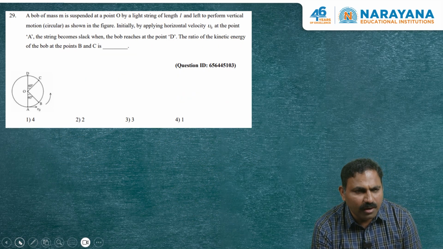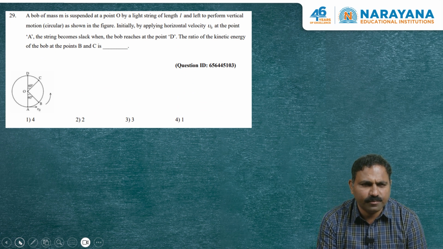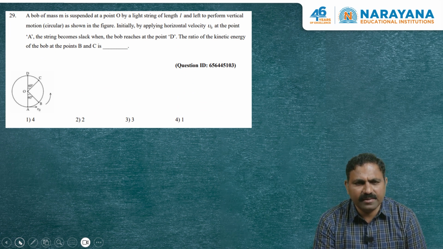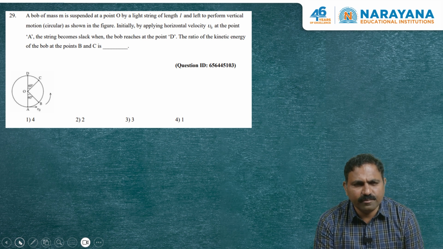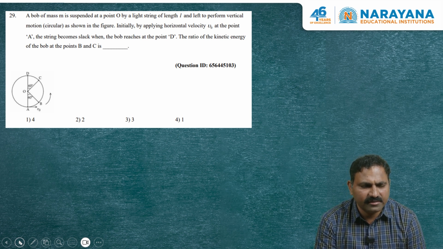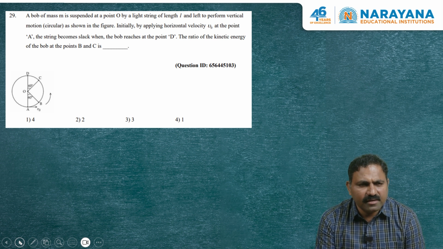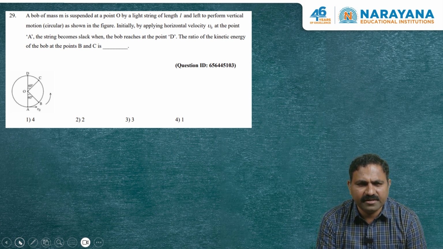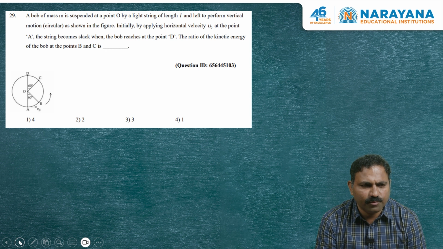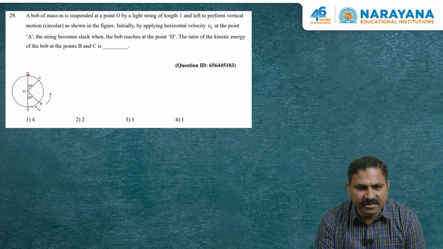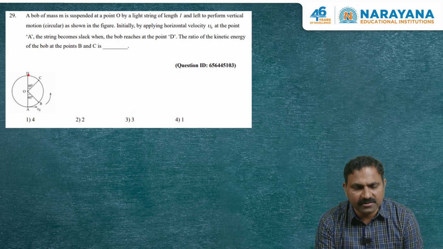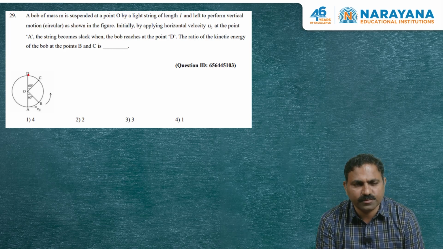In this question, a bob of mass m is suspended at point O by a light string of length L and left to perform vertical motion as shown in the figure, initially by applying a horizontal velocity v naught at the point A. The string becomes slack when the bob reaches point D. The ratio of kinetic energy of the bob at points B and C is asked. It is given that the string becomes slack at D. It becoming slack at D means the particle should reach D with non-zero velocity. It is impossible for the particle to reach point D with zero velocity.